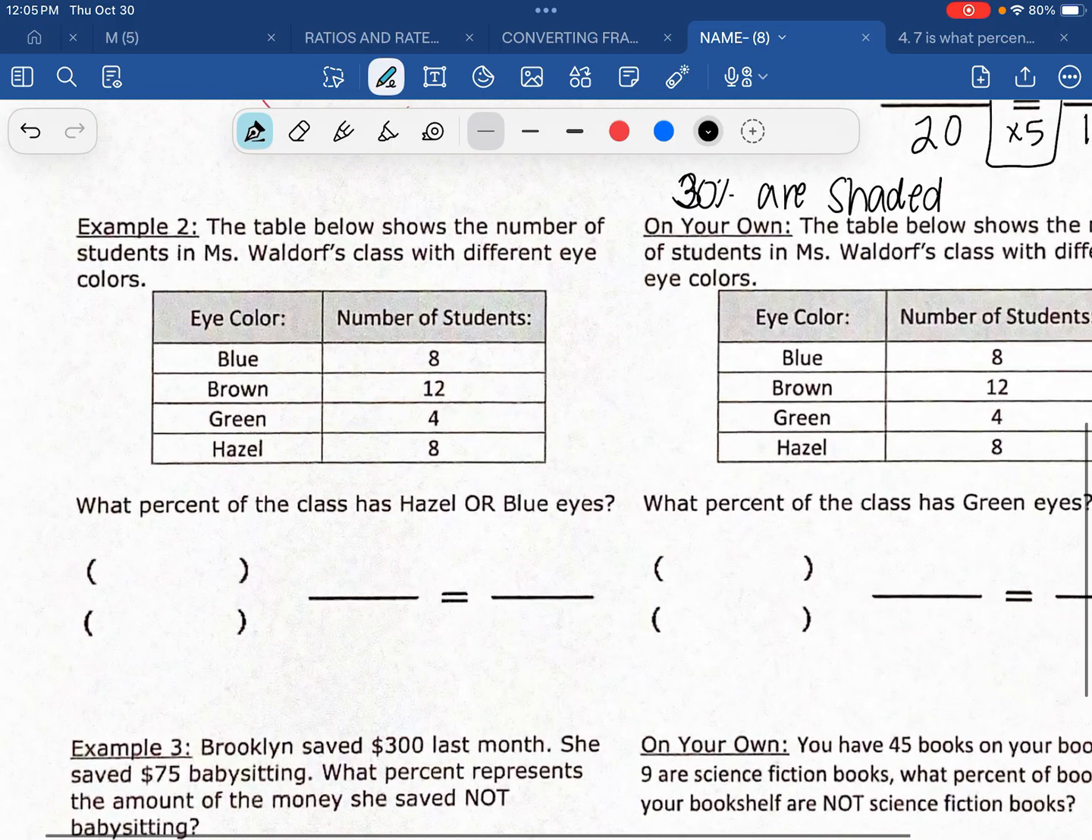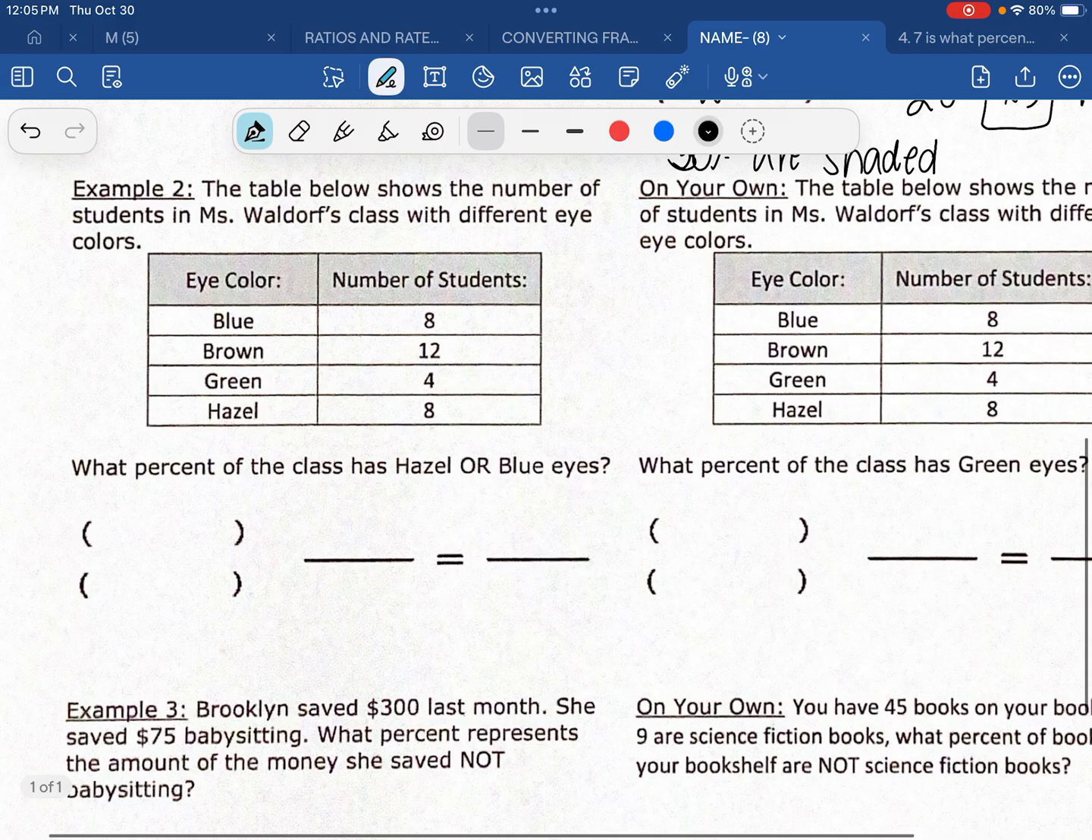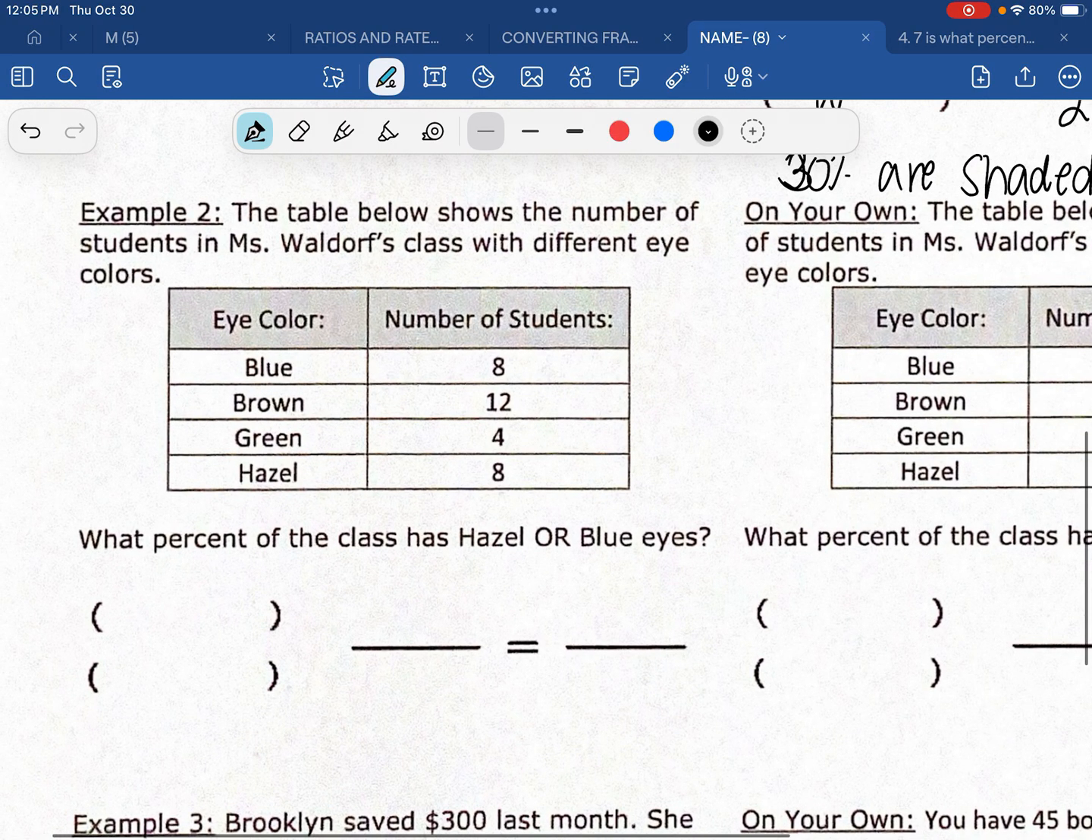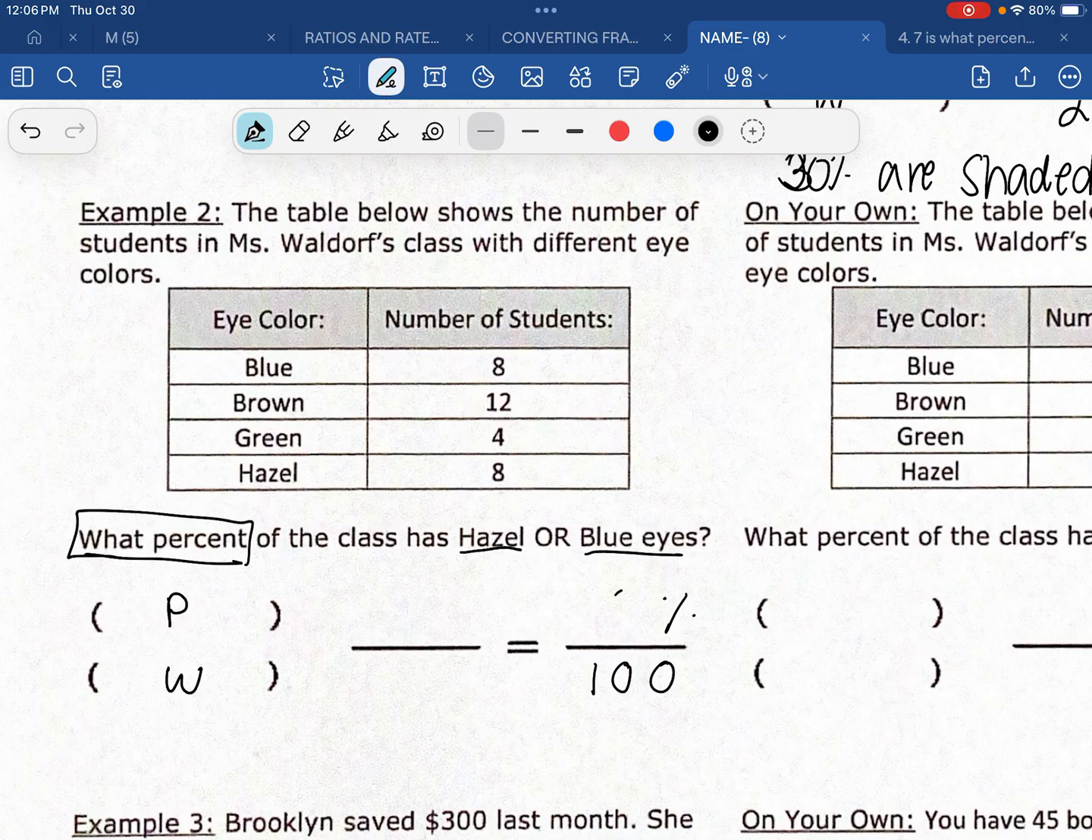Here are kind of what examples would look like if you are on a test or a STAR test. This is a lot of the times what they'll look like. So it says the table below shows the number of students in Miss Waldorf's class with different eye colors. What percent of the class has hazel or blue eyes? So I know only part of them have hazel or blue because there's other options. I need to set up part over whole equals percent over 100. I know it says what percent, so this is my question mark.